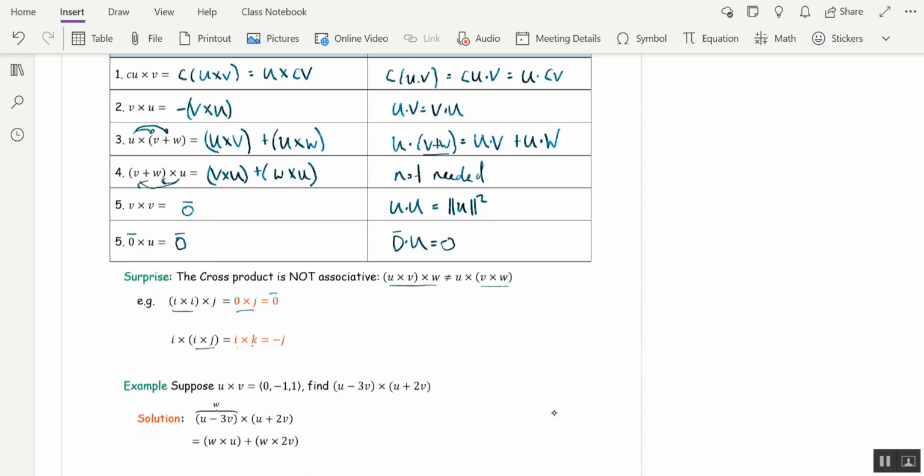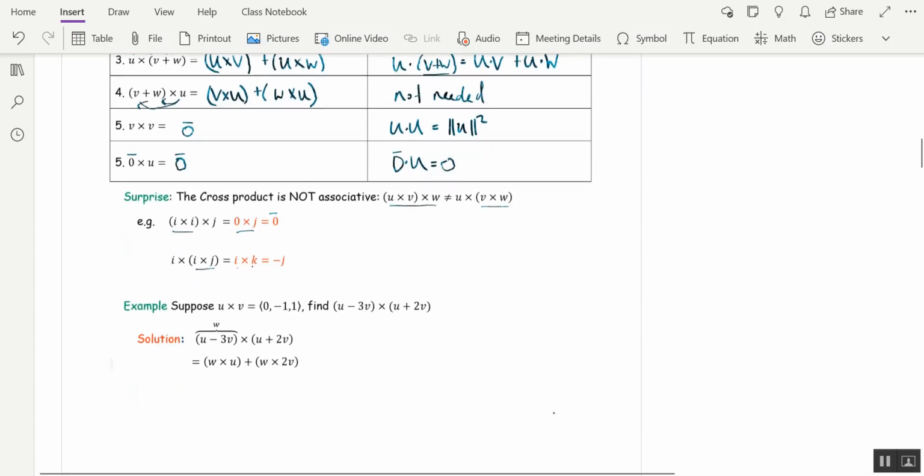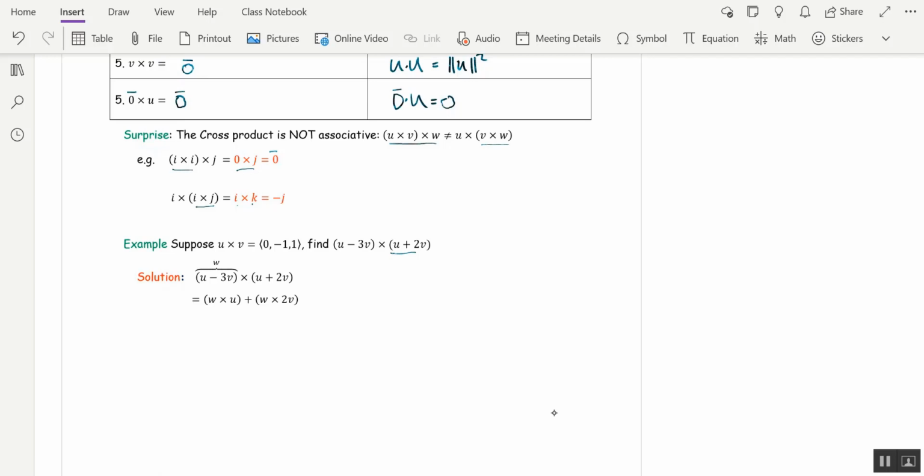All right, so we're going to do an example that uses a lot of the properties above. I've got 2 vectors, U and V, and the only thing I know about them is that U cross V is this vector. And now I want to find this expression right here. So what I'm going to do is rename the first vector W, and I'm going to distribute by property number 3. I can distribute W to U, and I can distribute it to 2V.